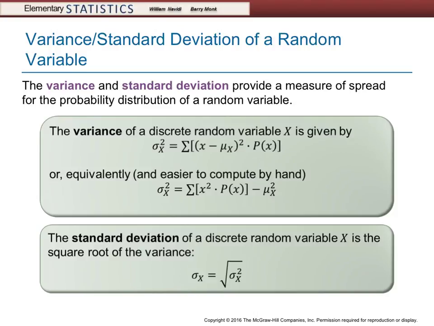So here are the formulas. The variance and the standard deviation provide a measure of spread for the probability distribution of a random variable. So the variance, in this case the population variance, is nothing more than sigma squared, which is the summation of each of the deviations from the mean for each value of x. We square that and we multiply it by P of x. Once we have that calculation, we can just take the square root to get the standard deviation.